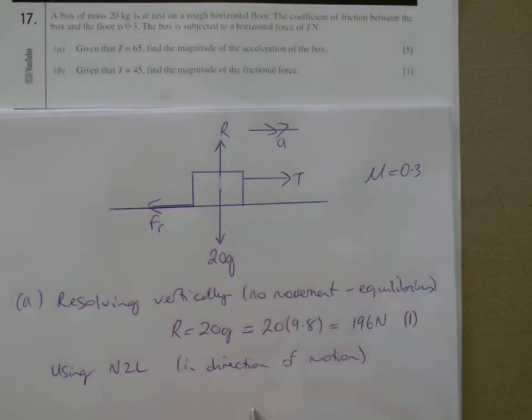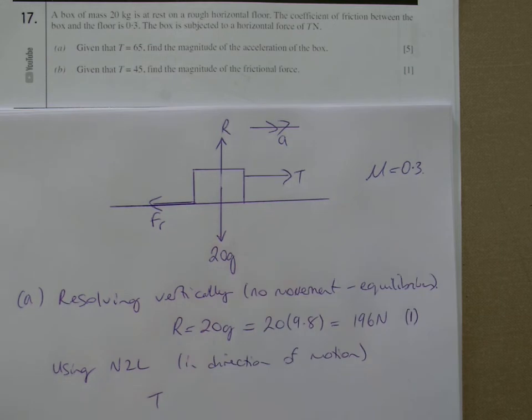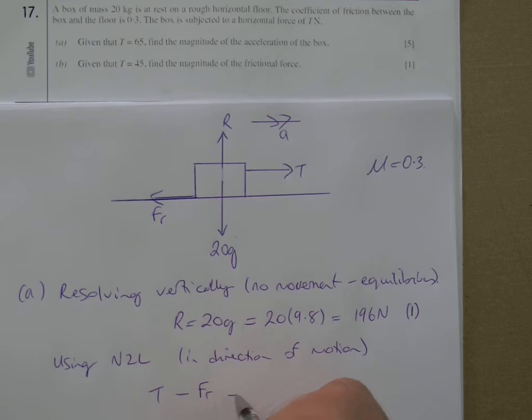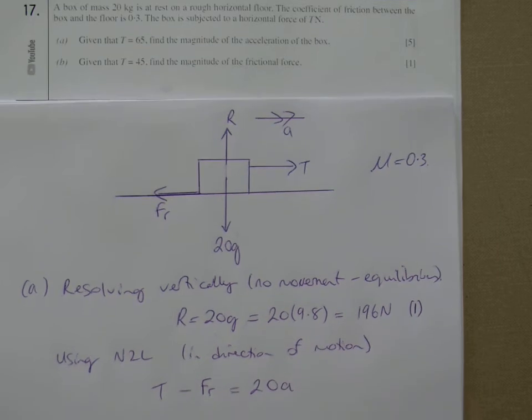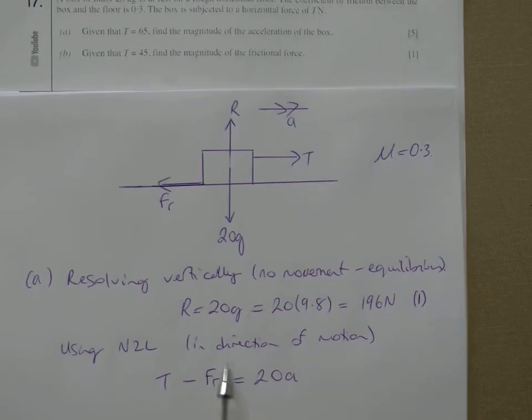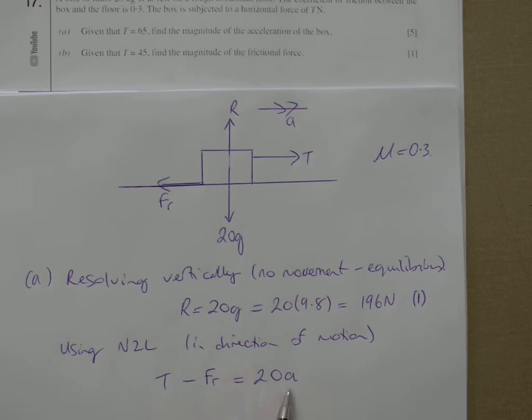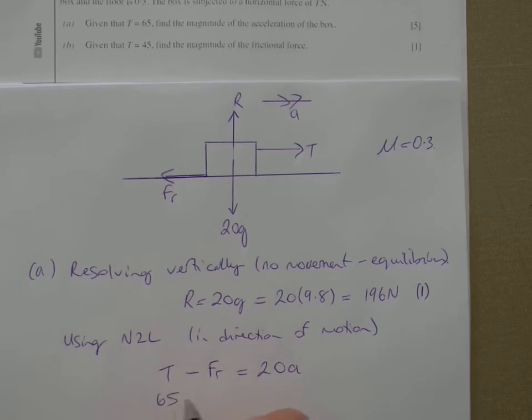So we've got this force T going forwards, but then there is the resistance of friction, and that will equal mass times acceleration. The mass is 20, acceleration is A. So we've got our formula, and we don't know what acceleration is. That's what we're trying to work out. We know T is 65, so I can put that in there. I don't know what friction is yet, but I'm going to work that out. And so we've got a second equation.